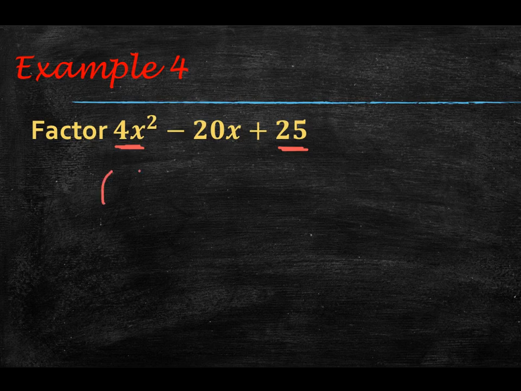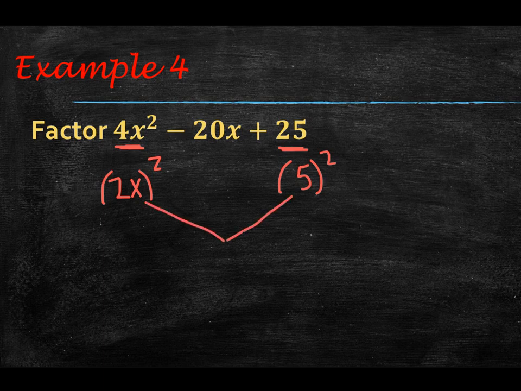So think about what squared gives you 4x squared. Well, 2x does. 2x squared gives me 4x squared. Okay, well, what squared gives you 25? 5. 5 squared equals 25. So now, take these two terms, 2x times 5, that gives you 10x, and then double that, and that does, in fact, equal that 20x. So therefore, this is a perfect square trinomial.